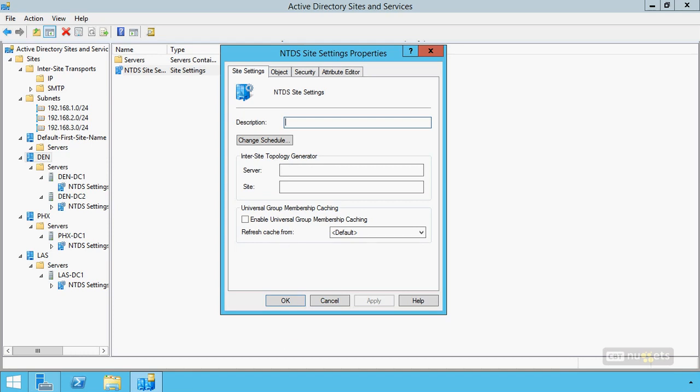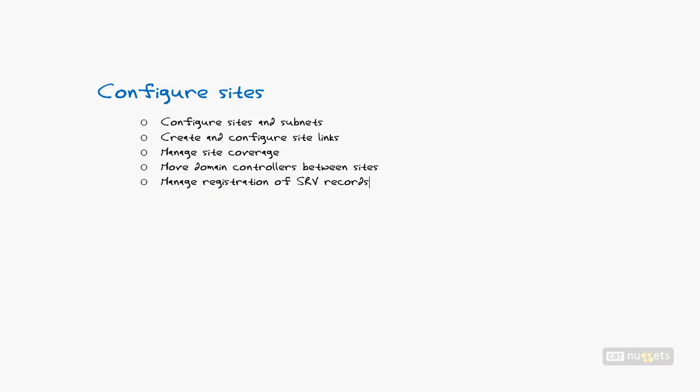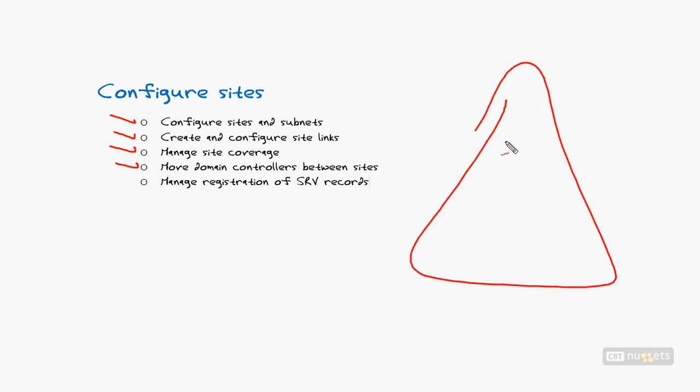Now the completion of these tasks actually takes us through, it looks like, the first 4 of the 5 different items that we have to work on here in this nugget. We've worked with the sites and subnets, did the site links, talked about coverage, and moved some DCs between sites. But there is also the situation where, in my infrastructure, I've got a site here and I'm not worried about inter-site replication.